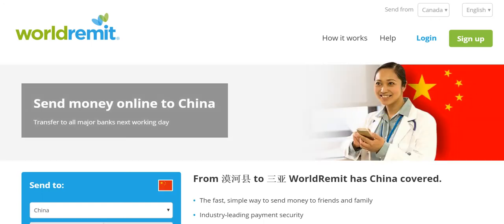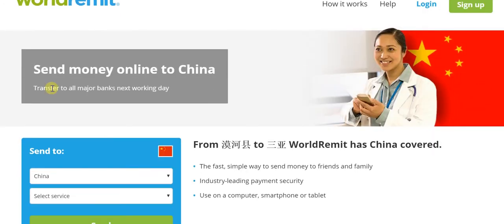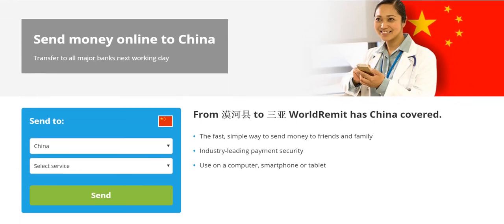Now, again, as you can see, send money online to China, transfer to all major banks as little as the next working day, which means as soon as you've sent money from Canada, the very next working day, the money would be there in the recipient's bank account. And in WorldRemit's case, it well and truly has the whole of China covered, north to south, east to west, it does not matter where you're sending money to. The whole of China is very comprehensively covered by WorldRemit, and it is well and truly the fastest, simplest way to send money to friends and family in China.